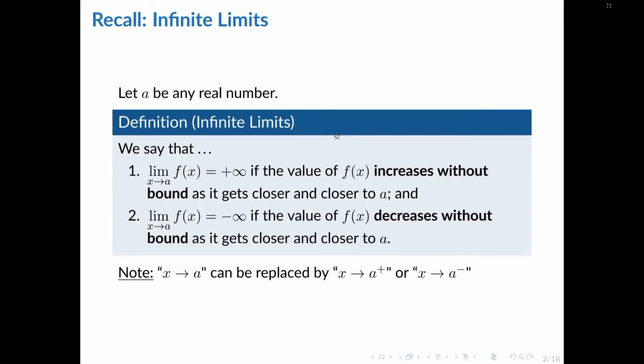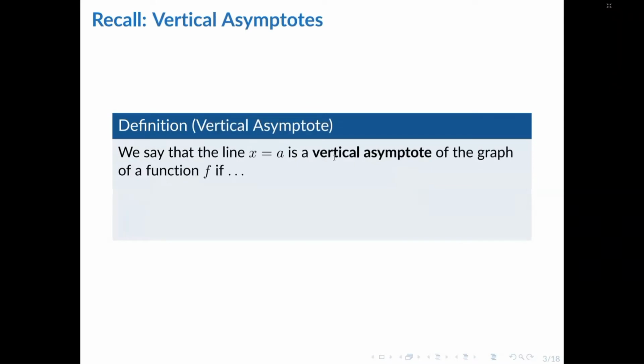Also note that x approaches A can be replaced by x approaches A from the right or x approaches A from the left. So the definition of vertical asymptote: we say that the line x is equal to A is a vertical asymptote of the graph of a function f if the limit of that function as x approaches A from the right is equal to positive or negative infinity, or the limit of that function as x approaches A from the left is equal to positive or negative infinity.